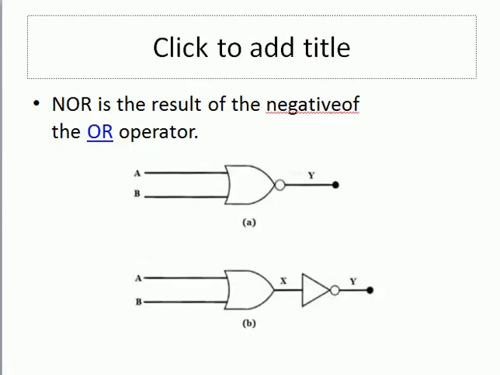A NOR gate is basically the negative of the OR gate. Here you see this is an OR gate, and this is how the NOR gate is formed: first there is the OR gate and the next gate is the NOT gate. Here the bubble shows the NOT operation, the inversion operation. That's why when we put a NOT gate after an OR gate, the gate we get is known as the NOR gate.